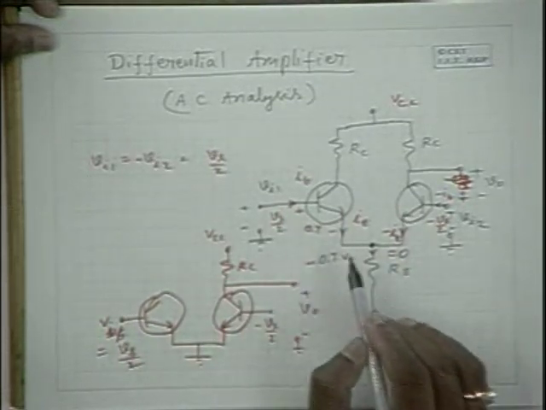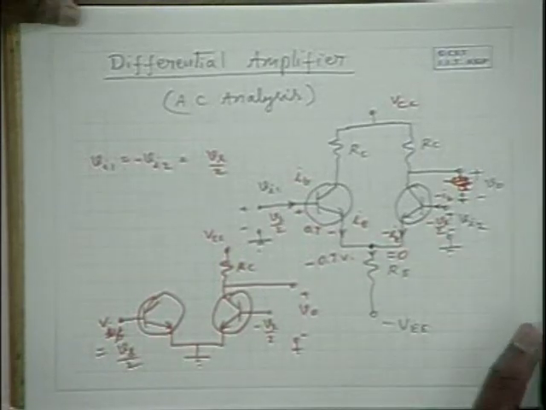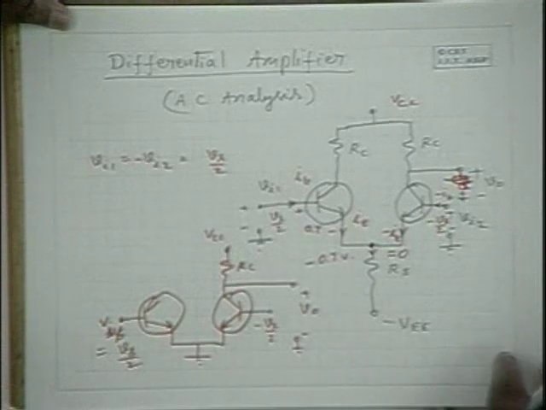When we include the alternating signal in the DC voltage to exhibit the instantaneous voltage there.